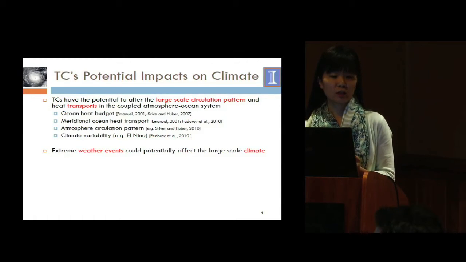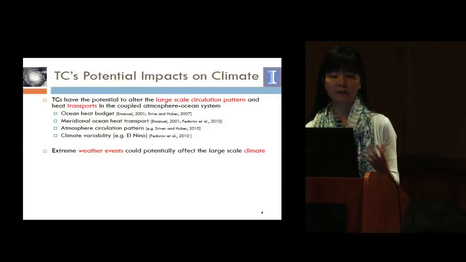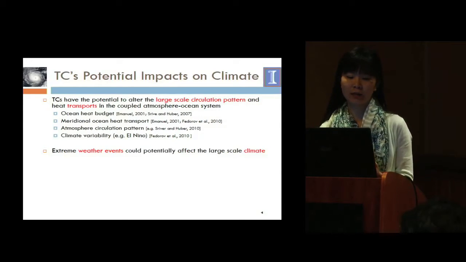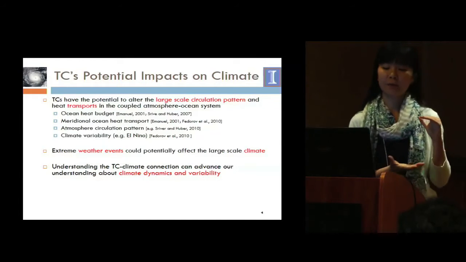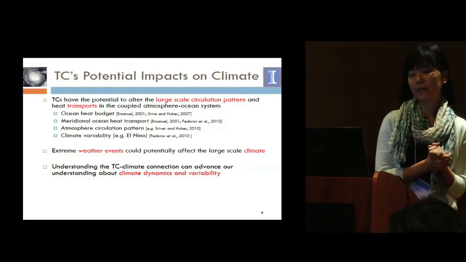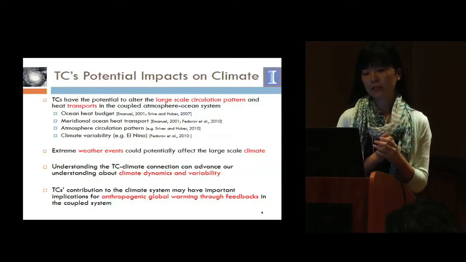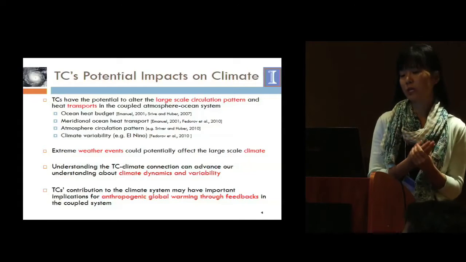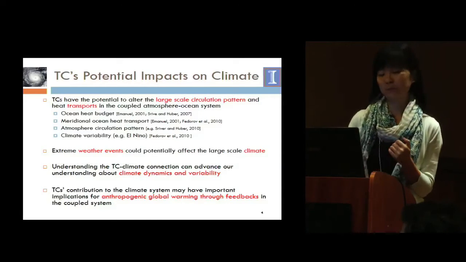So a very interesting conclusion is that these extreme weather events, these relatively small-scale and transient weather events, could potentially affect the large-scale climate. Understanding this tropical cyclone climate interaction can advance our understanding of climate dynamics and variability. And this contribution to the climate system may have important implications for anthropogenic global warming through feedbacks in the coupled system.